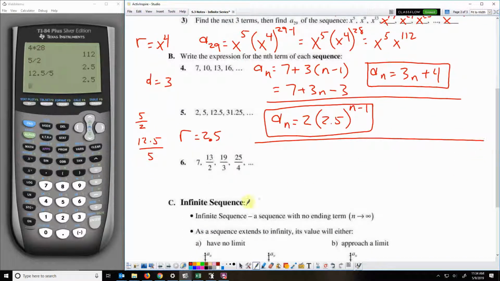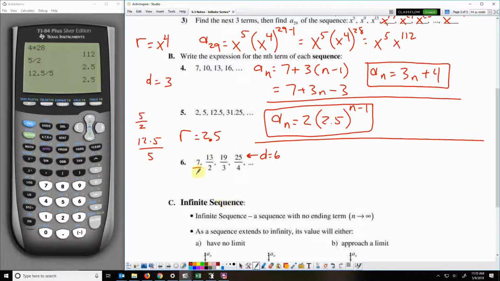And this last one, 13 halves minus 7 is not the same as 19 thirds minus 13 halves. And 13 halves divided by 7 is not the same as 19 thirds divided by 13 halves. So it doesn't really seem exactly like it's arithmetic or geometric. So in a case like that, I'm going to look at the top and bottom separately. In the top, it seems to be going up by 6 every time. So I'll say there's a common difference of 6.